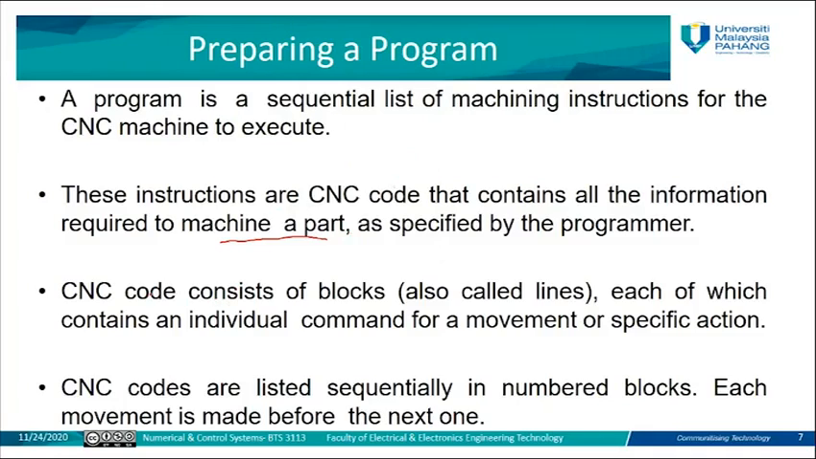CNC code, or the program of a CNC machine, consists of blocks, also called lines. So it is like 1 line, 2 lines, 3 lines. Each line we call a block. This block actually includes several words, and for each word we list the type of word addressing that we are going to use.